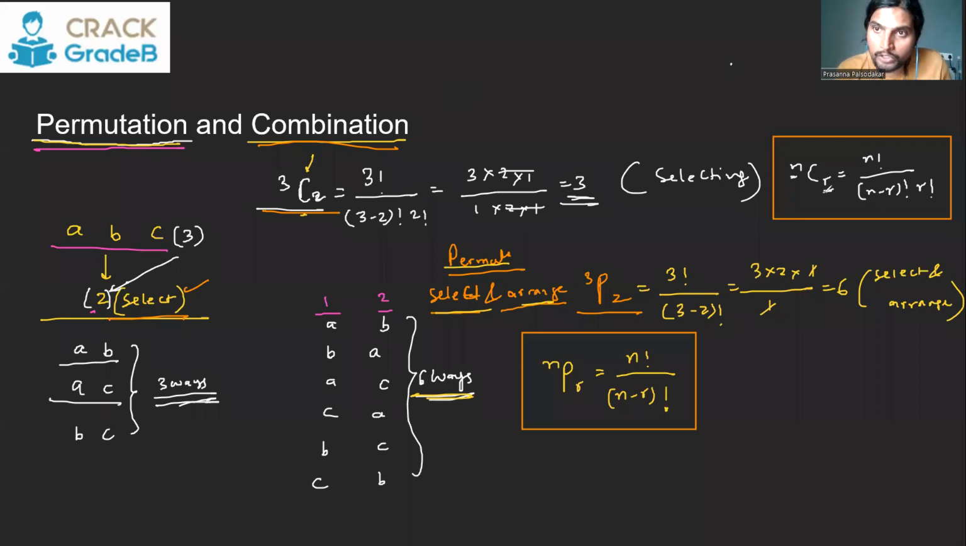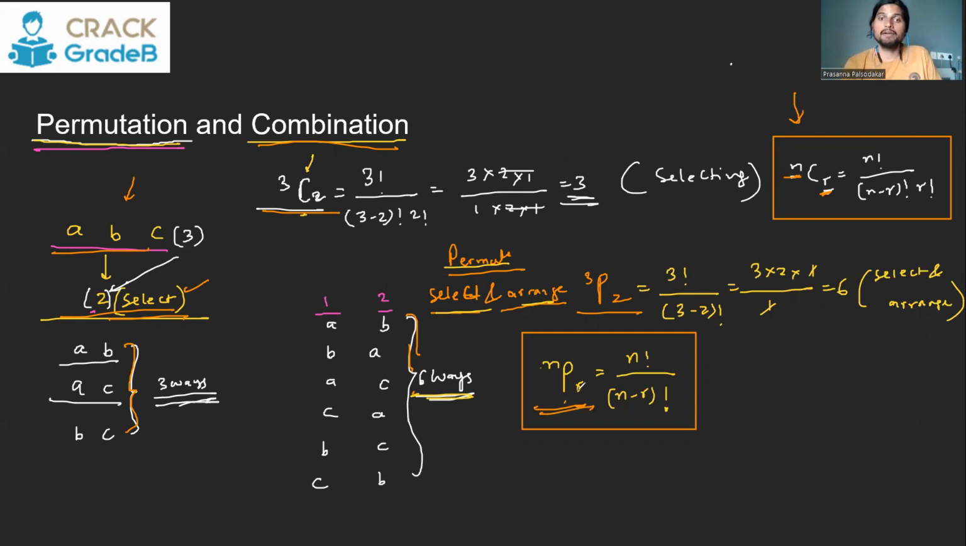If you just want to select r articles out of total n articles, like we did here, out of 3 you had to just select 2, then we use this formula nCr. But if along with selection you have to arrange as well, then we use this formula, which is called nPr.